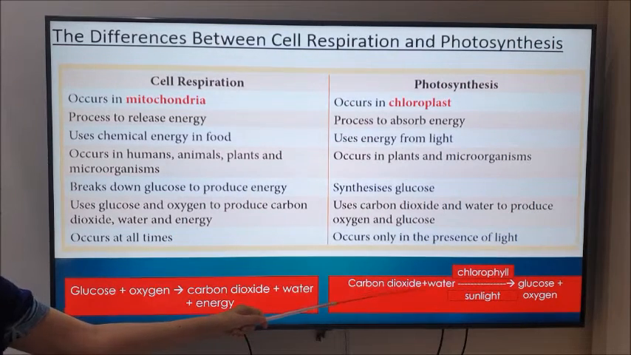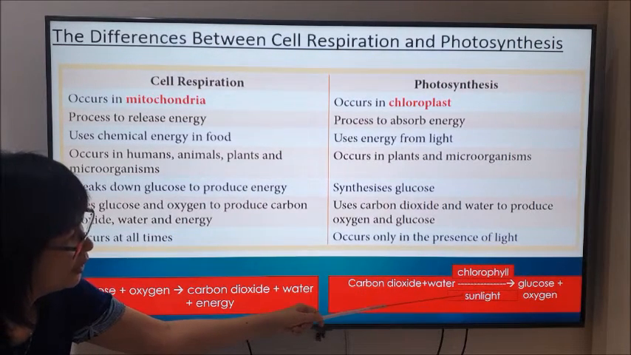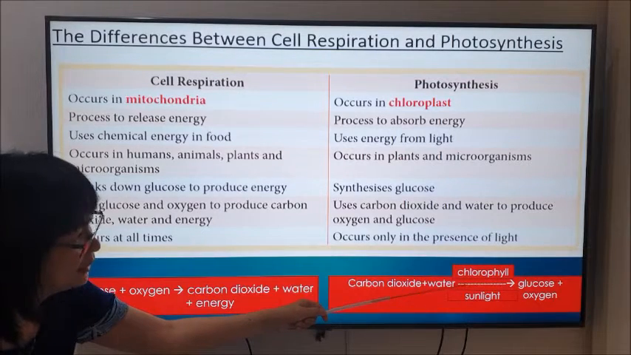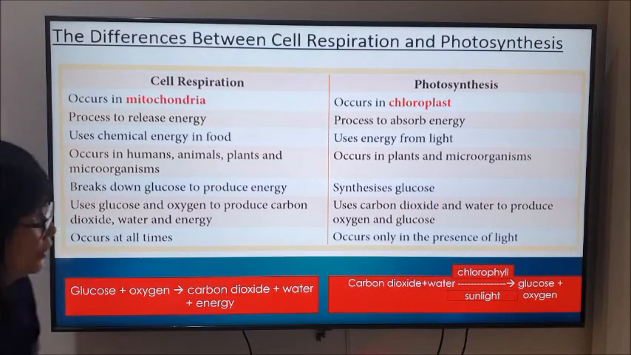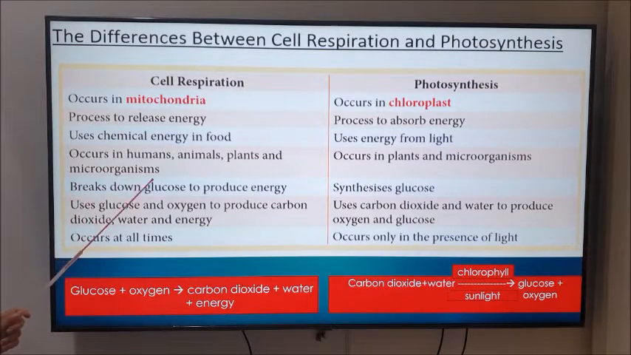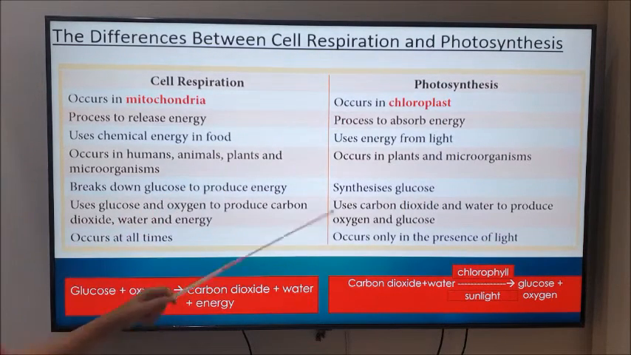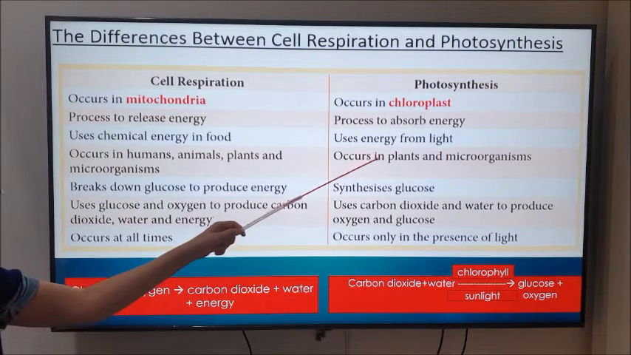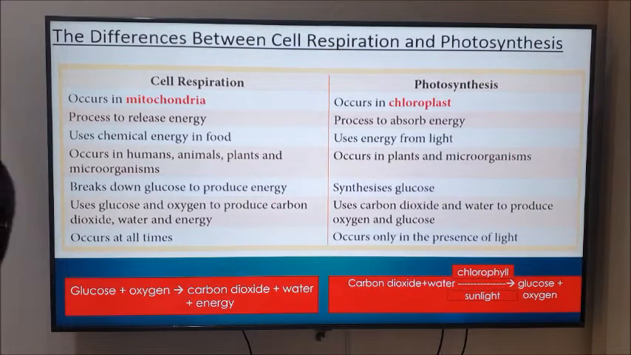Look at this chemical reaction. The light energy from the sunlight is absorbed in this photosynthesis process. Next, cell respiration occurs in all living organisms: humans, animals, plants, and microorganisms. All the microorganisms, all the humans, all animals, all plants carry out respiration. For photosynthesis, it only occurs in plants and also some of the microorganisms.